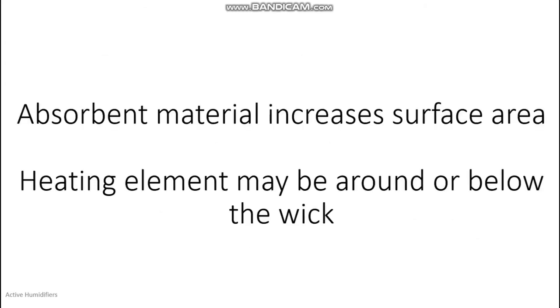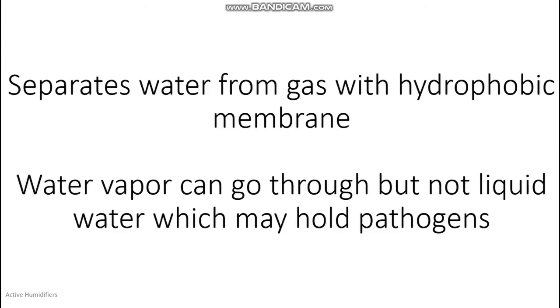Wick types have absorbent material which increases surface area. And they have a heating element that may be around or below the wick. Membrane types separate water from gas with a hydrophobic membrane. The water vapor can go through but not liquid water, which may hold pathogens.